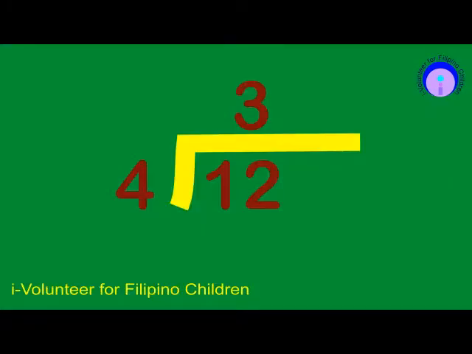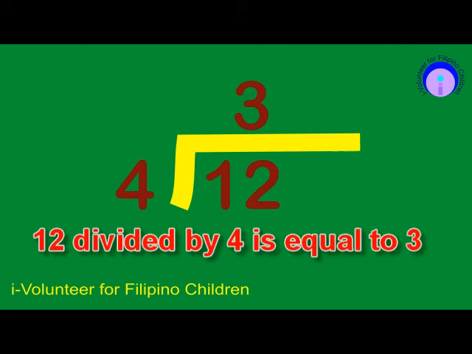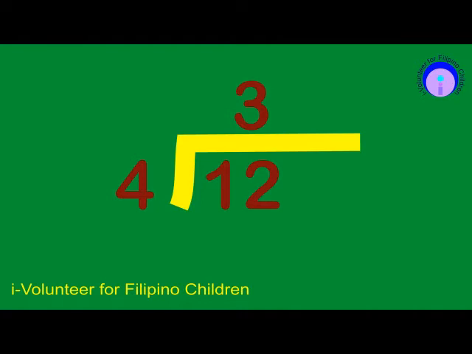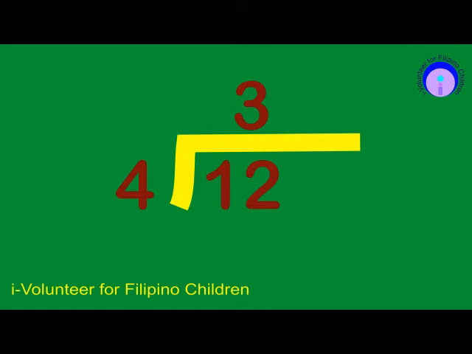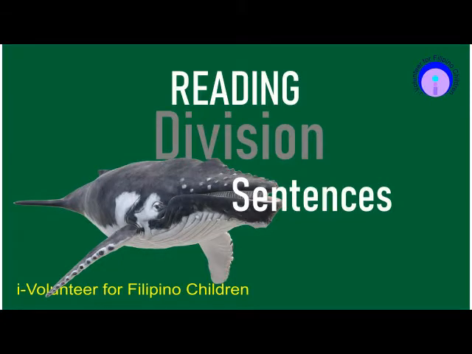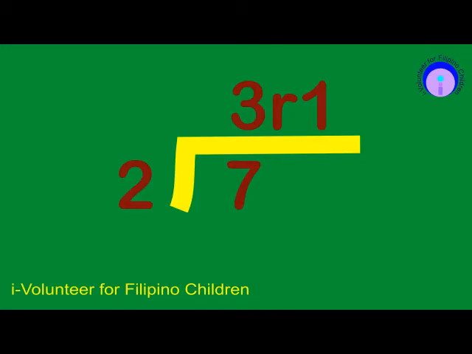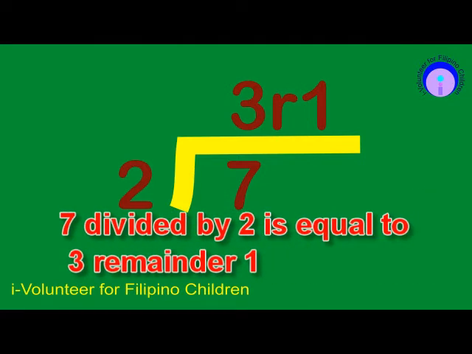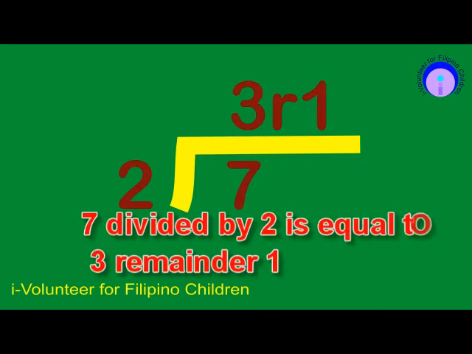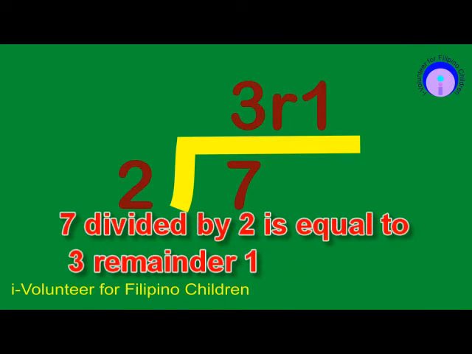The next one is read as 12 divided by 4 is equal to 3. I repeat, 12 divided by 4 is equal to 3. The last one is read as 7 divided by 2 is equal to 3, remainder 1. I repeat, 7 divided by 2 is equal to 3, remainder 1.